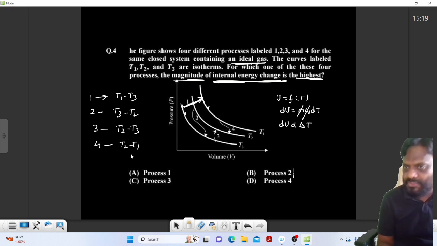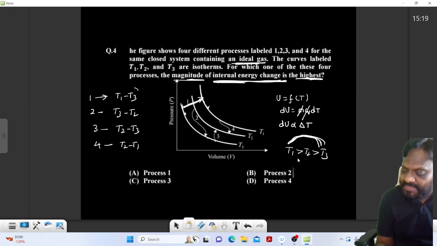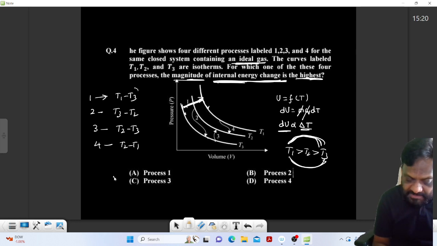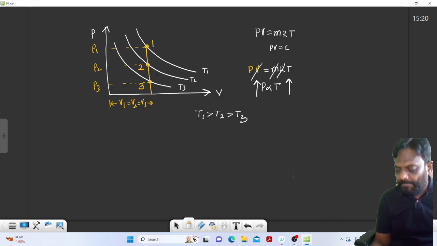Now you see, my dear students, the highest temperature difference is for process 1. You know very well, T1 is greater than T2 greater than T3. So where is the temperature difference maximum? It is maximum from 1 to 3. So process 1 has the maximum temperature difference, and greater the temperature difference, larger is the internal energy change. So process 1 has the larger internal energy change. Is it okay? Now let's go to the next question.